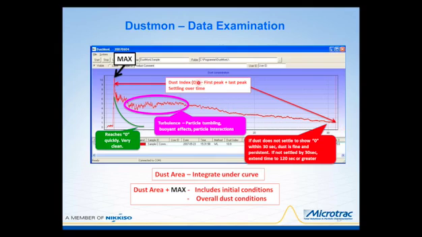The dust index value, which is one of the values that are obtained, is a summation of the very first peak as well as the end value, or what we call the last peak. And this is a good indication of settling over time. This area here where we see this jagged graphic is an indication of particle tumbling, buoyancy effects, and various particle interactions that can occur within the plume itself.